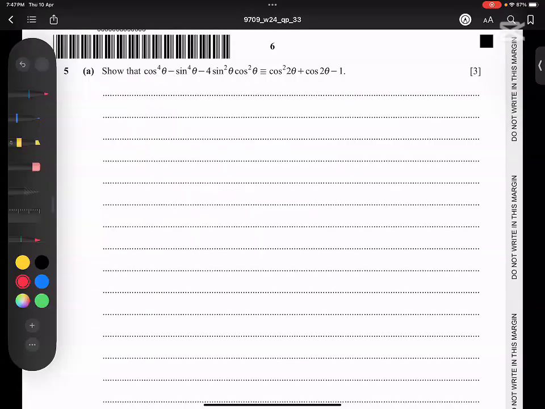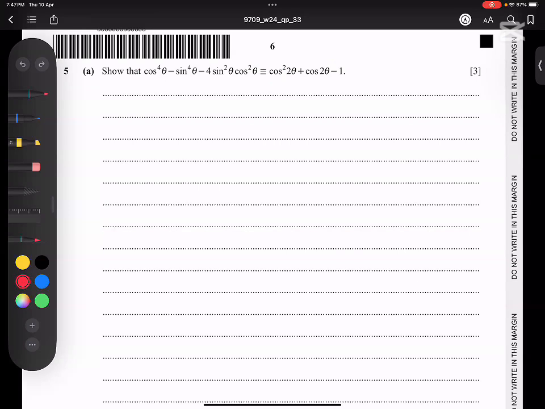Question number 5, we have to take this part and prove this answer. So how can we do it? First of all, you can see these are all single angles, but here we have double angles. So how can we do this kind of thing?